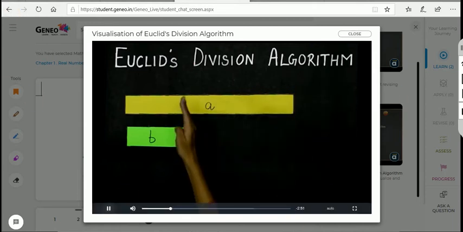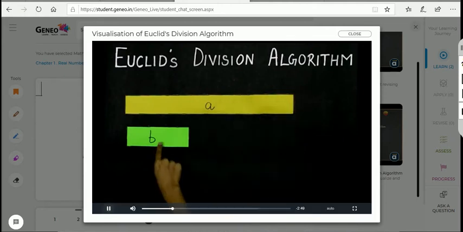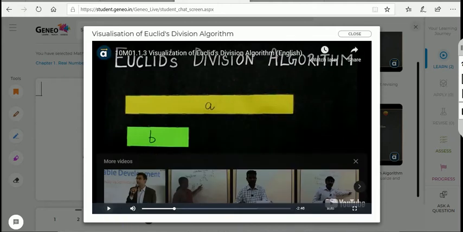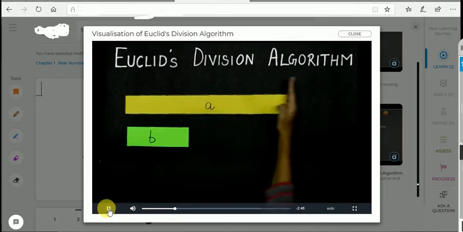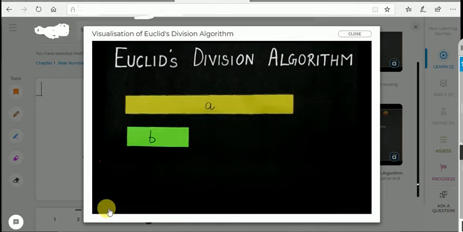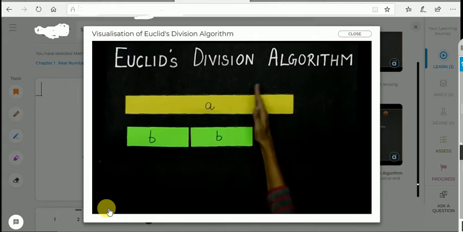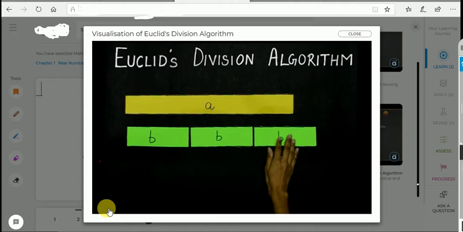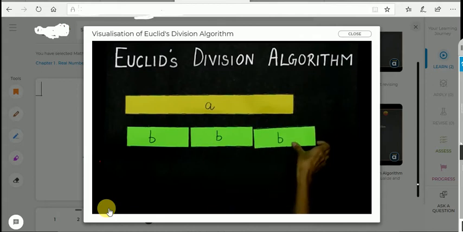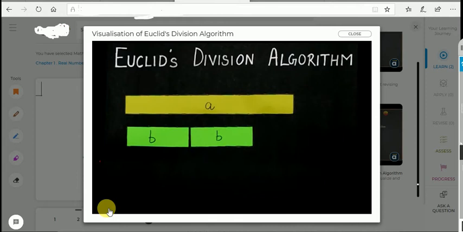So what will I do? I will try to take out B units blocks from A. So this is my first block, but I can see that there is a lot of space left. So I can take out one more B units block from here. But I can see that there is still some space left. So I will try to take out one more B units block. But I can see that that's not possible because we don't have sufficient space. This means that B cannot be a factor of A, and hence we get some remainder. Let's say that is C.